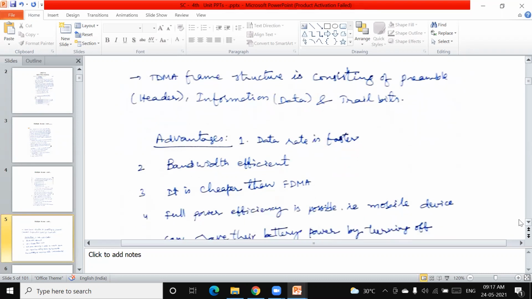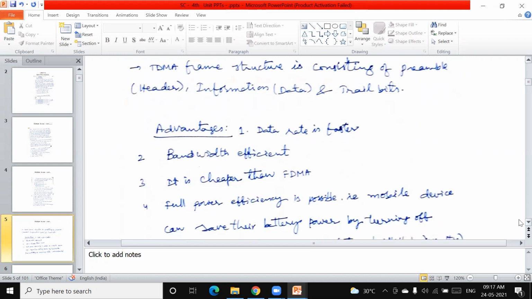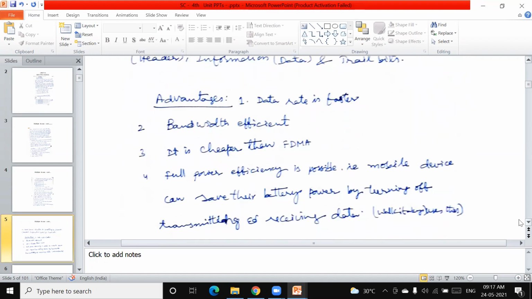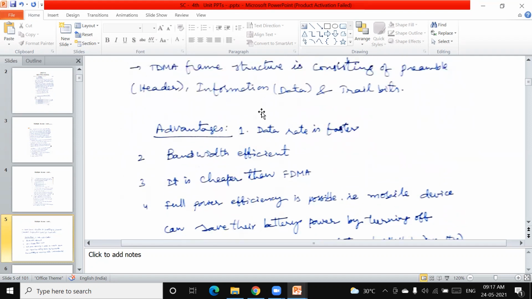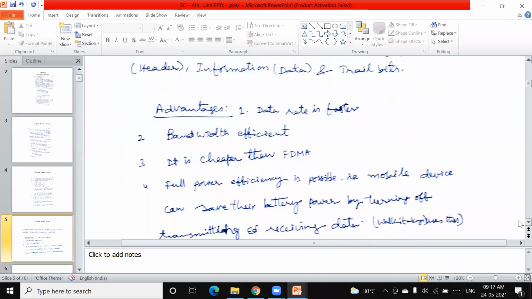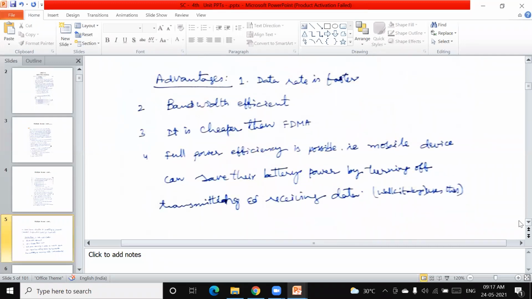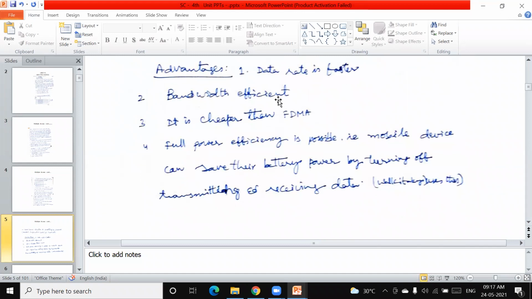The TDMA frame structure consists of the preamble and trail bits at both ends, and in between the data, which is the information to be transmitted, slot 1, slot 2, slot 3, like that we have mentioned in the diagram. That will be the data in between, the header on the left side, trailer bits on the right side, and the data in between. So now with this we can say that the TDMA multiple access. Now let us see the advantages as well.